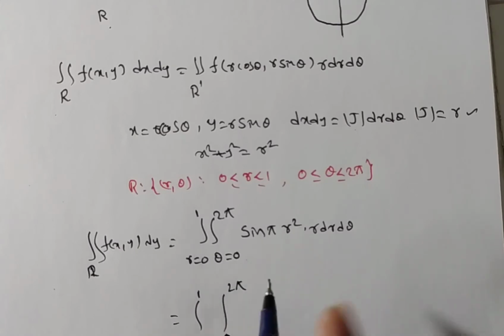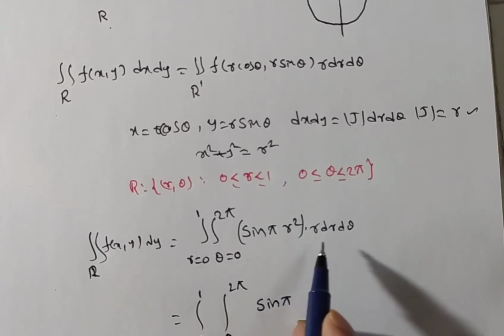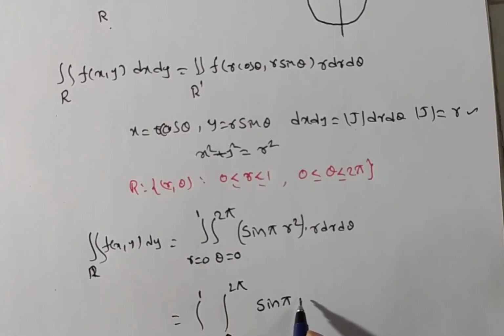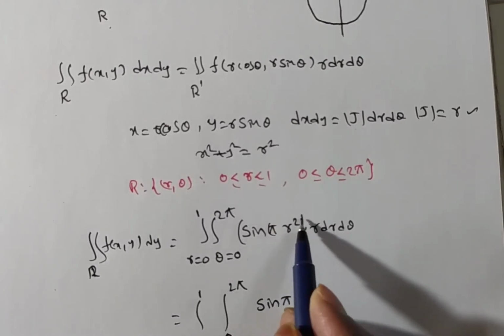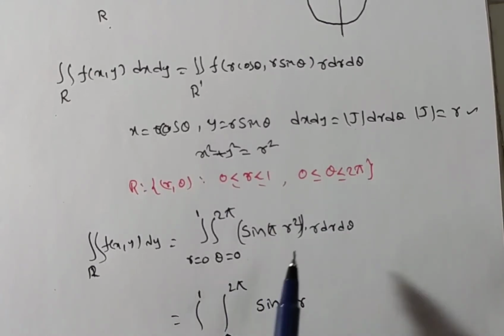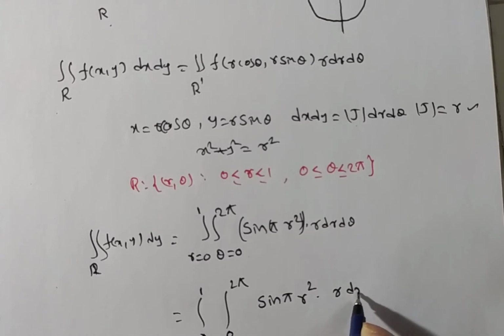But here you have only r. So first I am integrating with respect to r. This is a different term: sin pi r square into r. So you will have sin pi r cube? No. These are different terms. This is sin of pi r square, not sin into pi r square. Sin pi into r square. Now you will have sin pi r square into r dr d theta.